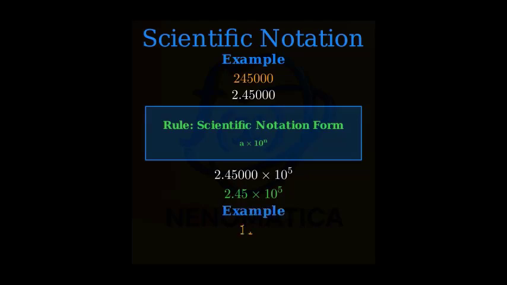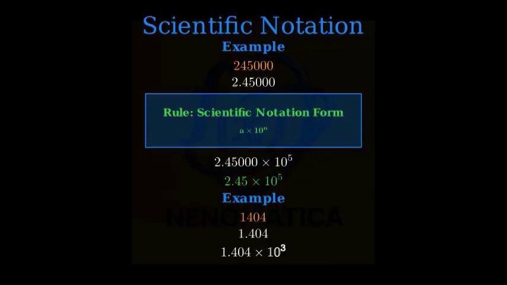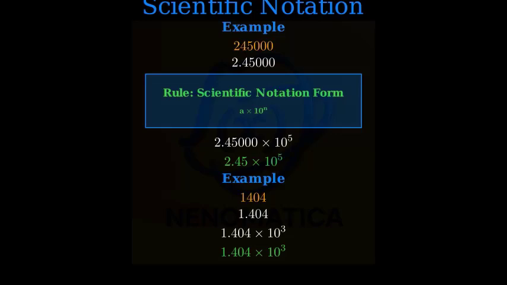Let's look at our next example, 1,404. Again, we'll place the decimal point after the first non-zero digit, which is 1. We count how many places we moved the decimal point. In this case, it's 3 places to the left, so we multiply by 10 to the power of 3. So, 1,404 in scientific notation is 1.404 times 10 to the power of 3.